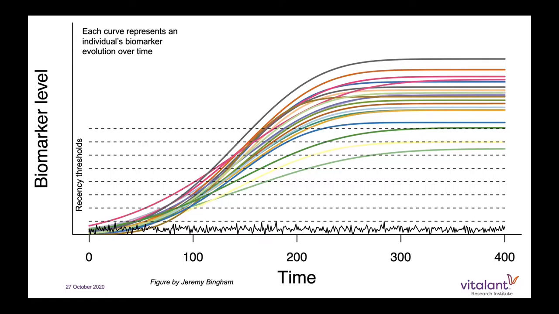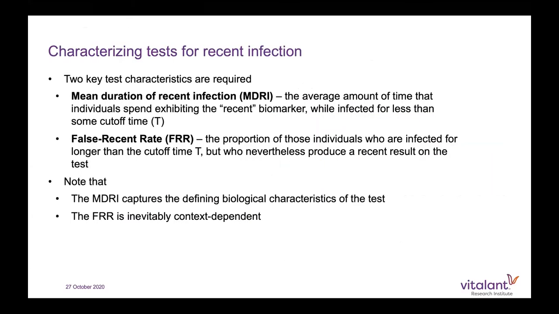We can turn a biomarker of this kind into a test for recent infection by applying thresholds, as shown by the dashed lines on this plot, and by saying that when we observe a value below that threshold, we classify that person as recently infected. But as you can see, if we look at any given threshold, for example, the top line, there's a fairly high degree of diversity in the times at which individuals cross that threshold. And if we pick higher thresholds, in fact, some individuals never cross that threshold. And so our methods for estimating incidence must account for this high degree of intersubject variability.